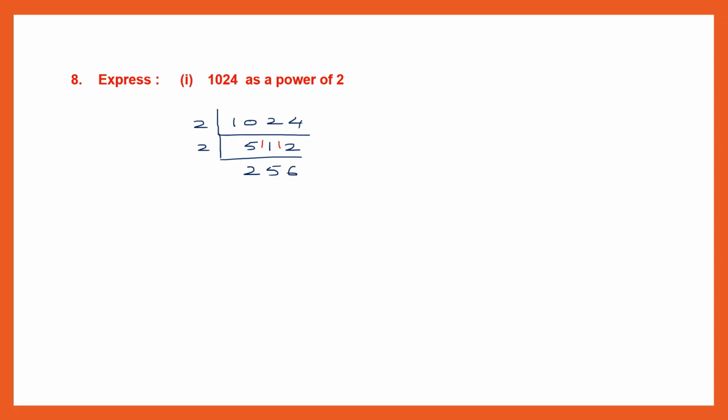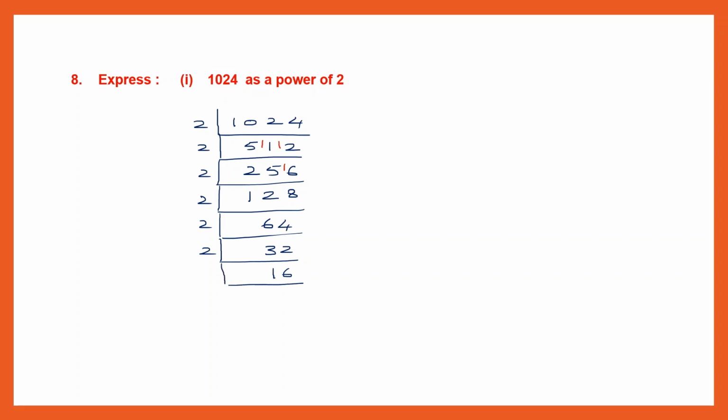2 6s are 12. Now let's continue with 2. 2 1s are 2. Let's take the next number 5. 2 2s are 4. What is left is 1. So that's 16. 2 8s are 16. Now let's continue with 2 again. Let's take 12. 2 6s are 12. 2 4s are 8. Continue again with 2. 2 3s are 6. 2 2s are 4. Continue again with 2. 2 1s are 2 and there's 1 left here. So that's 12. 2 6s are 12. So that is 16.